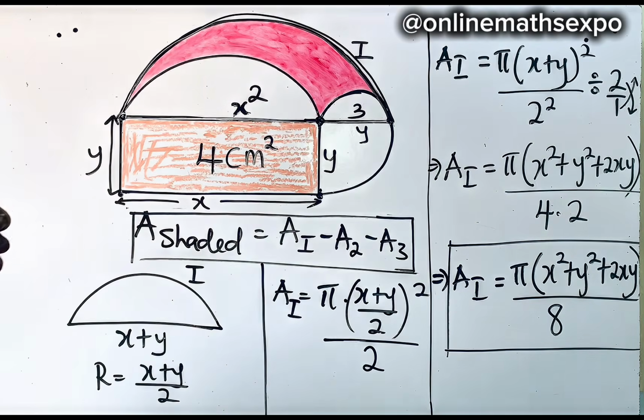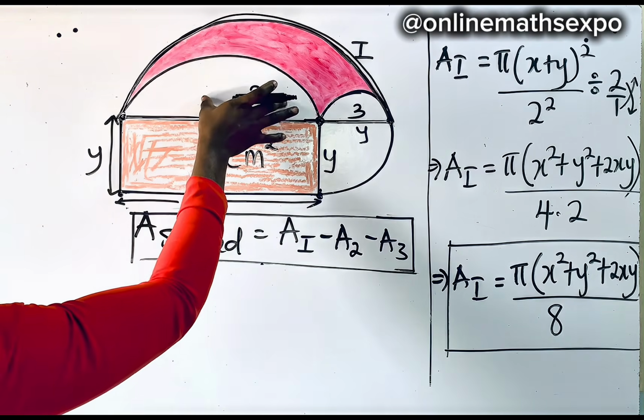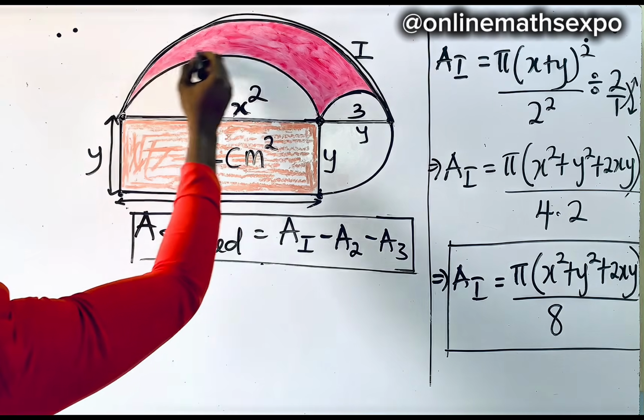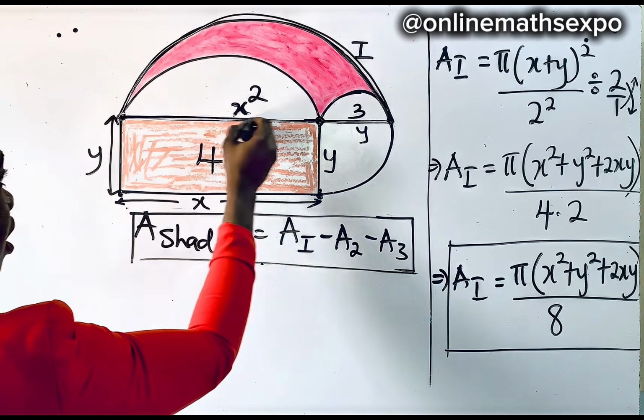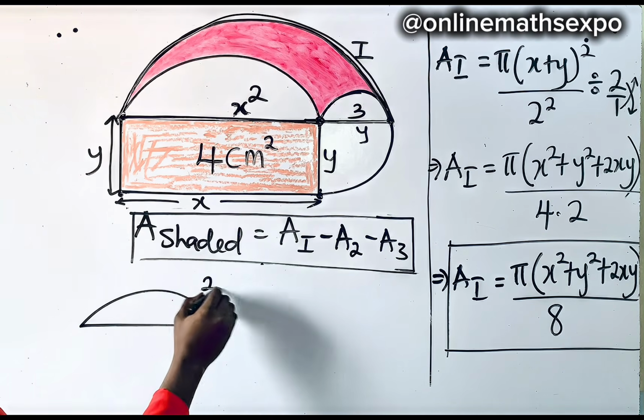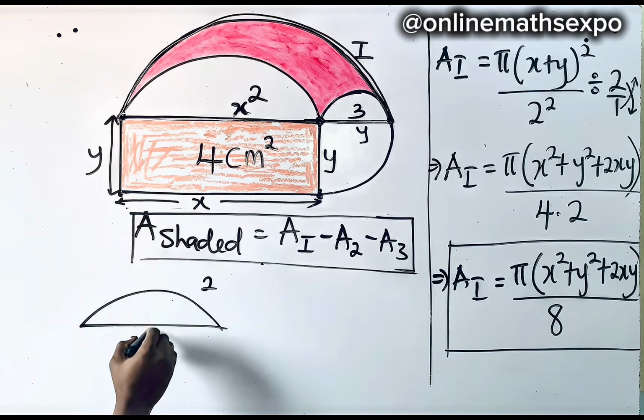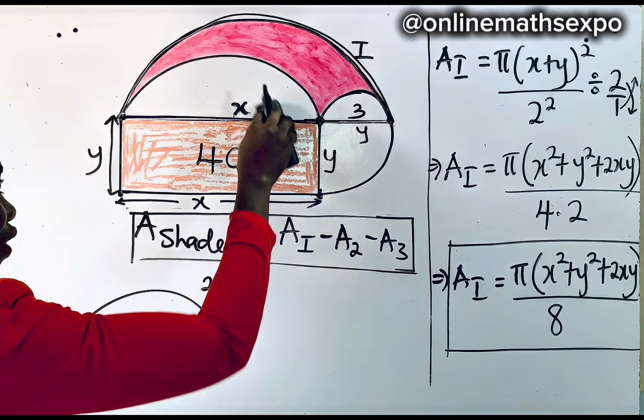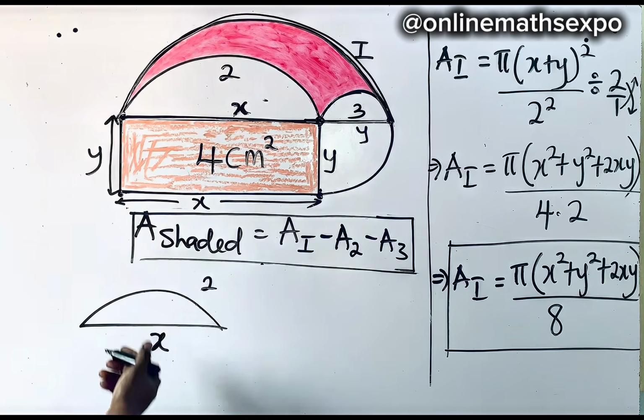So we keep solving. Now for the second half circle, if you bring out this diagram, this is the diameter. Did you see? So this is for the second half circle. This is the diameter. And from here to here measures x. But these two is for the second diagram. So what do we do?